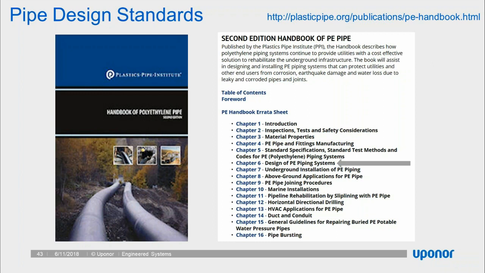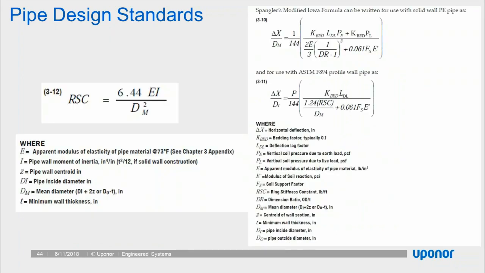Weholite ASTM F894 polyethylene structural profile wall pipe is designed in accordance with Chapter 6 of PPI. You can see it there, and there's the link up top if you're interested in downloading that. The design is basically based on Spangler's modified Iowa formula. You can see there in the top right for deflection. We can also calculate buckling, vacuum load, and other forms of loading on the pipe in accordance with PPI Chapter 6.